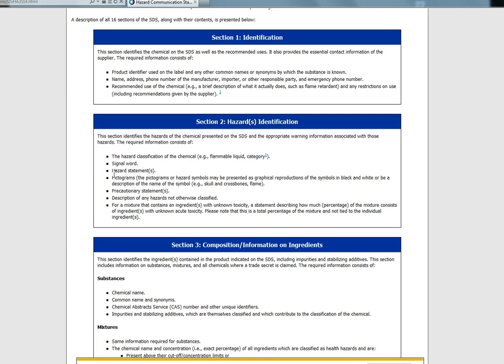We're going to look at, first of all, Section 2, which is the hazards identification. And if you look down through the various components of this, the signal word, the hazard statements, the pictograms, the precautionary statements, descriptions, etc., you'll see that this is the exact same information that's shown on labels.